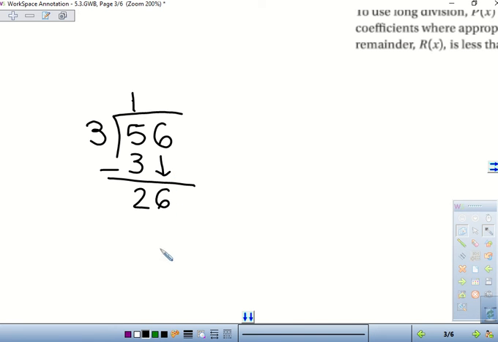And then how many times does 3 go into 26? 8. And then you multiply the 8 times the 3. And you get 24. And then you subtract. Does 3 go into 2? No. So that's our remainder. So you can typically write your remainder over your divisor to write it as a mixed number. Do you guys remember doing that? So the steps are going to be very similar to that, but with polynomials.